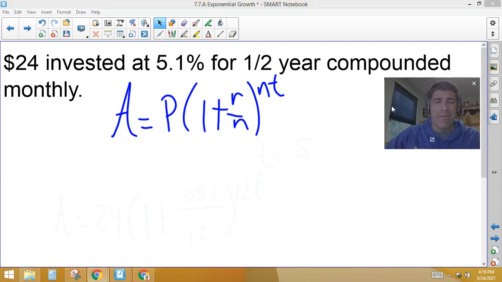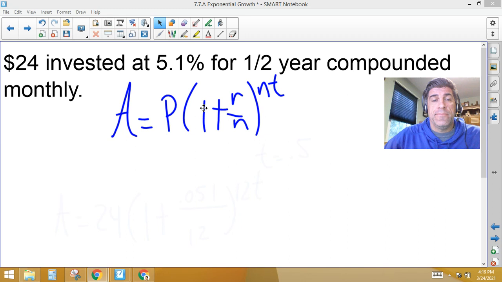Okay. Let's do one more example here. A little smaller amount. Let's say $24 invested at 5.1% for half a year, also compounded monthly. What's my A? Good. What's my interest rate going to be as a decimal? What's my N going to be? My N, which is how many times it's compounded in a year. And now, what's my T going to be here? It's compounded for half a year.